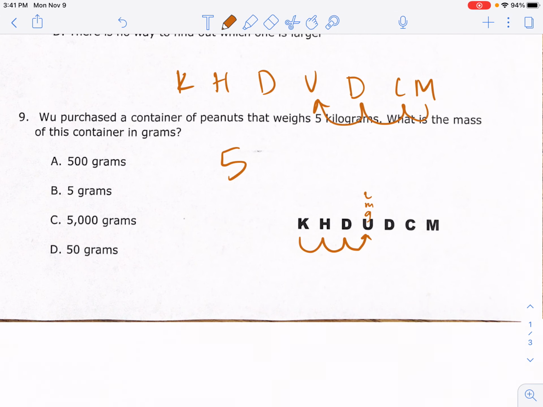So that means that I moved 3 spaces to the right. So I'm going to take my decimal in 5 and I'm going to go 1, 2, 3 to the right. I have to fill in zeros in all these little empty baskets. So that means it should be 5,000 grams.